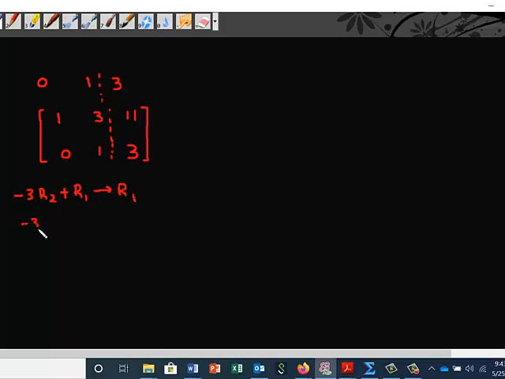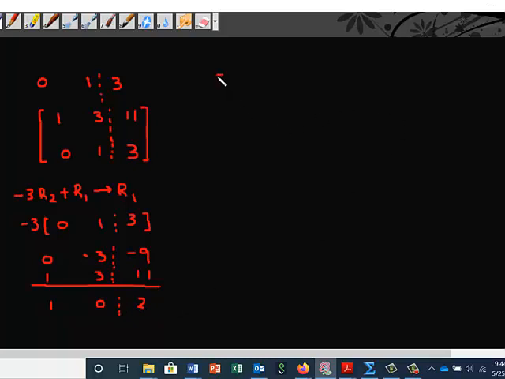So we'll say -3, this is 0, 1, and 3. So this is 0, -3, this is -9. So in this case, this will be 1, 3, 11. This will be 1, 0, and this will be what? This is going to be 2. -9 plus 11 is 2.